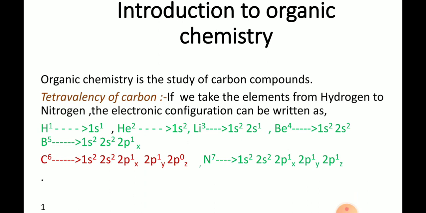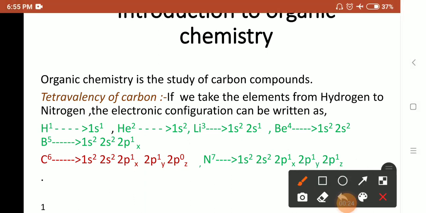So I'll give the introduction about organic chemistry. I told you in the first introduction part only. In chemistry you have three branches: physical, inorganic and organic chemistry. So what is organic chemistry? Organic chemistry is the study of carbon compounds. All organic compounds contain carbon. Now we study the different compounds of carbon here.